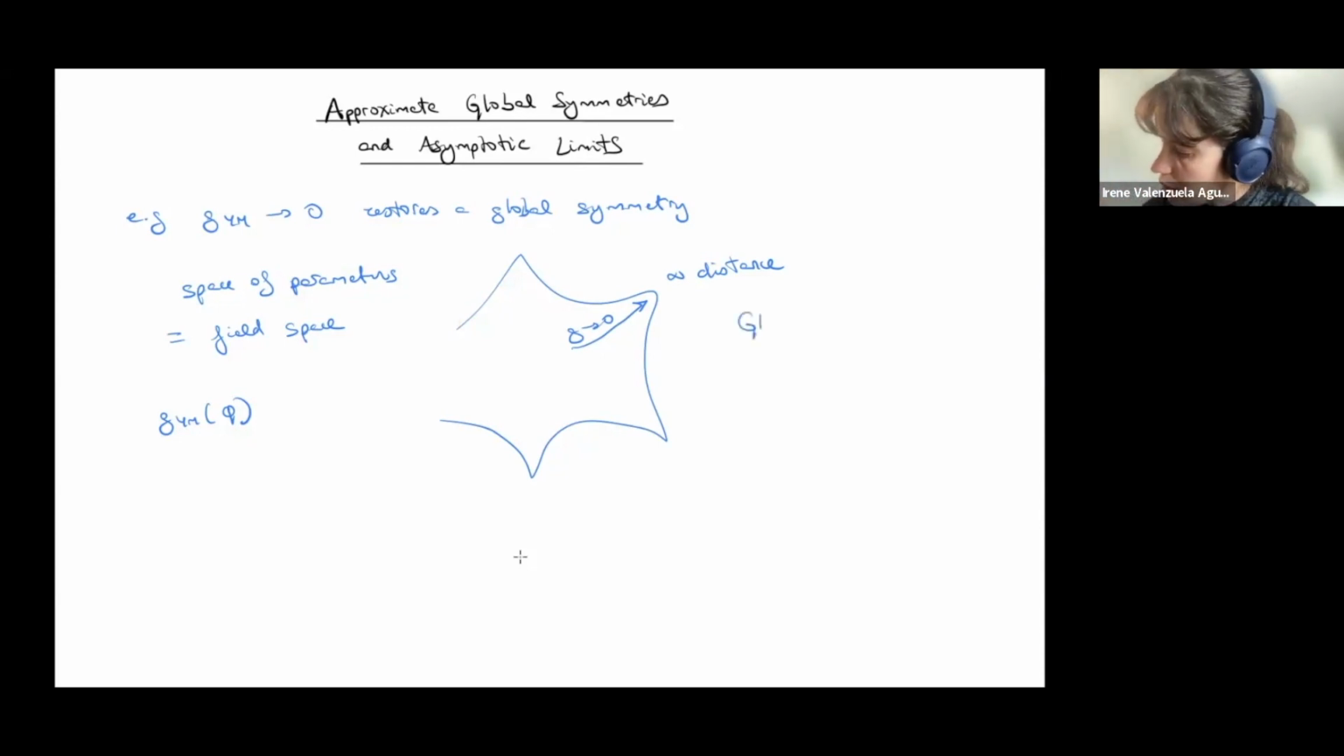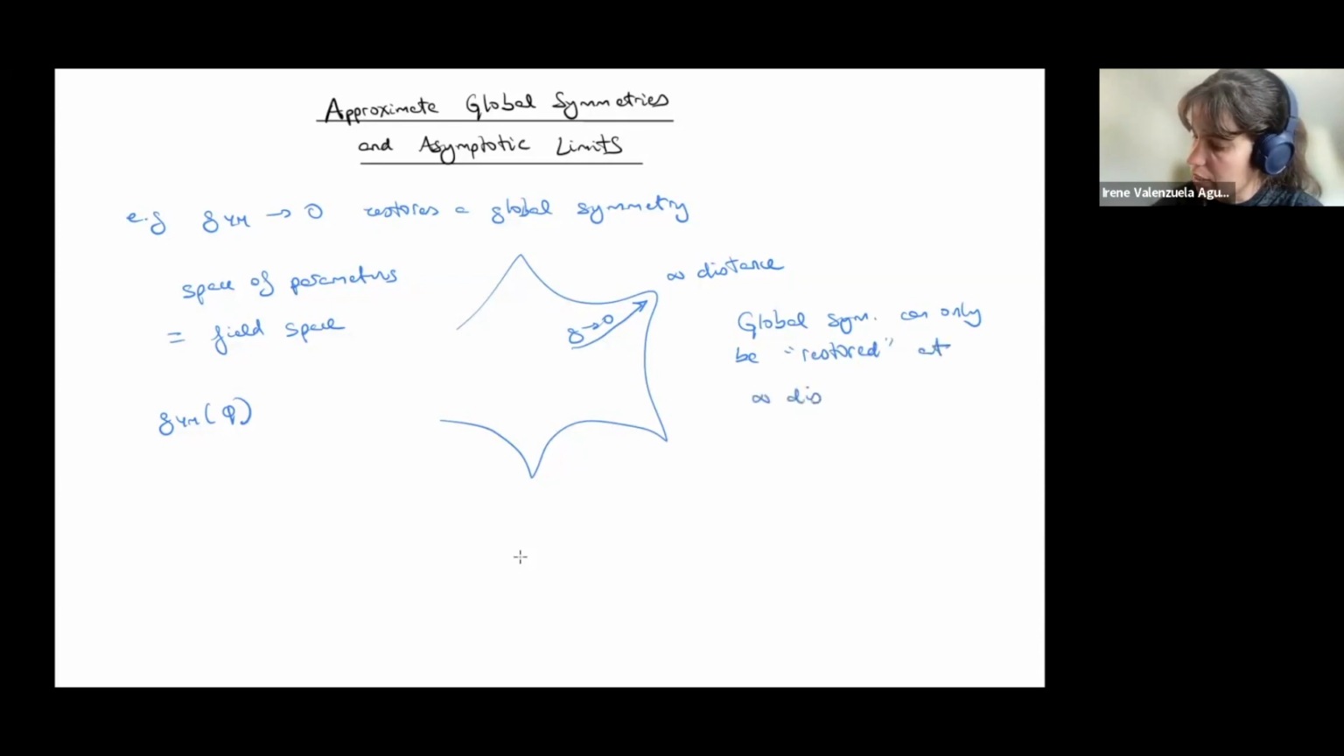Okay, so global symmetries can only be restored at infinite distance in the field space.